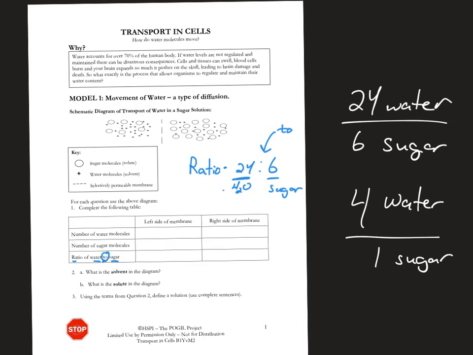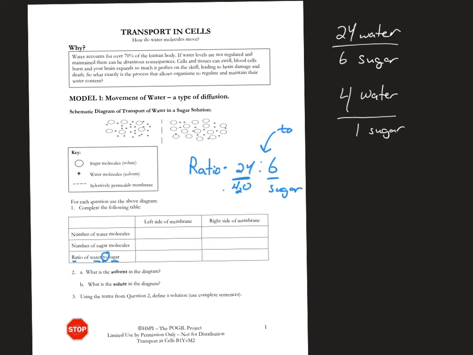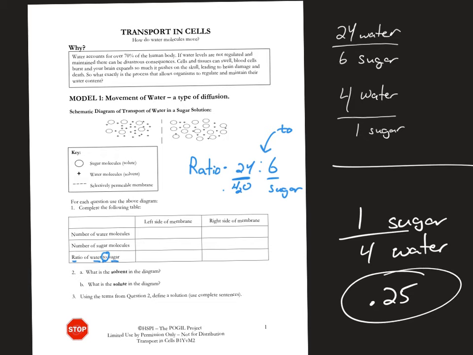Now, we normally don't write concentrations this way. The best way to write concentrations is solute over solvent. So it would be really 1 solute over 4 solvent water. Still, you have 1 sugar for every 4 water. Right? And so you can make that into a decimal if you'd like and put 0.25. So that would be the concentration on one side of the membrane.